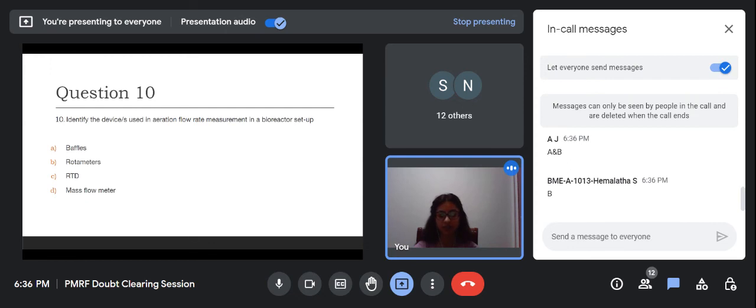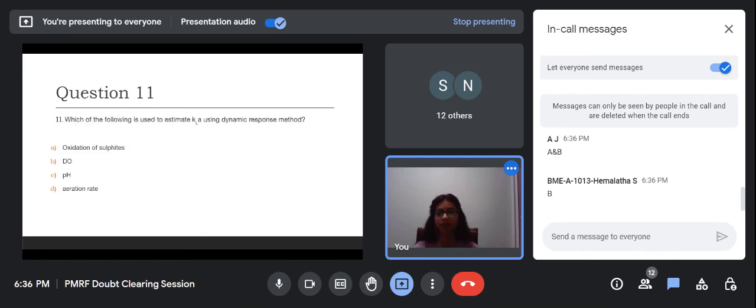So the correct answer in this case is B and D. Both rotameters and mass flow meters are used to measure aeration flow rate. Baffles are something in a bioreactor that helps control things when there is a lot of agitation, and RTDs are used for temperature measurements. So the correct answer is rotameters and mass flow meters.